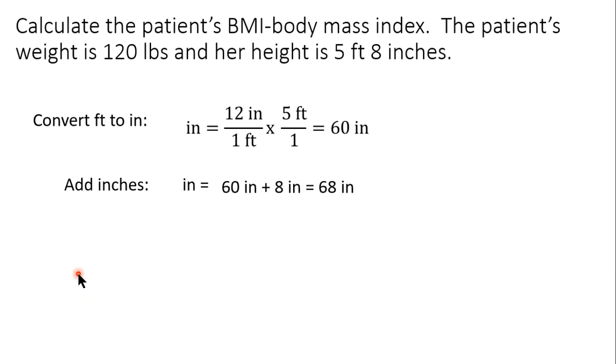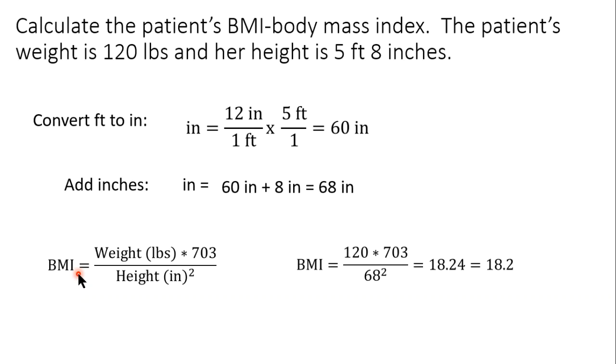Now we go into the BMI formula, which is BMI equals the weight in pounds times 703 divided by the height in inches squared. So for this patient, the BMI is equal to 120 times 703 divided by 68 squared. And once you put that into your calculator, you get 18.24. And if we round to the nearest decimal, then we look at the one before, which is a 4. 4 is lower than 5, so we round down to 18.2.